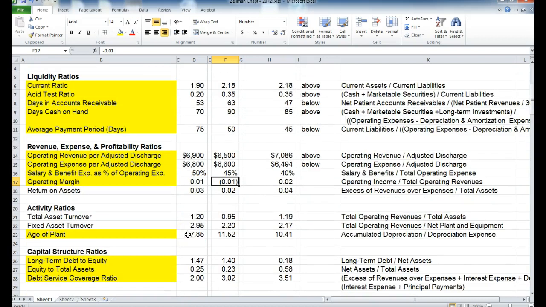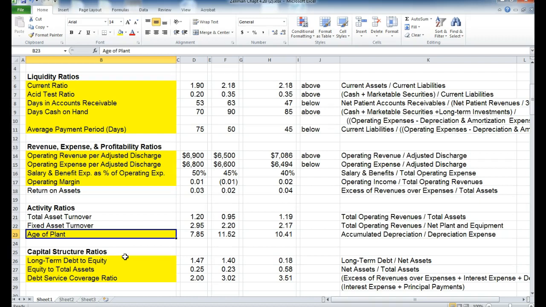We're going to move now to our activity ratios, and the one we're going to focus on for our discussion here is age of plant. This tells us how old is our equipment. And if you were going into a hospital, would you want a new MRI to do your MRI, or would you like an ancient one? So I think we all would want a new one, right?